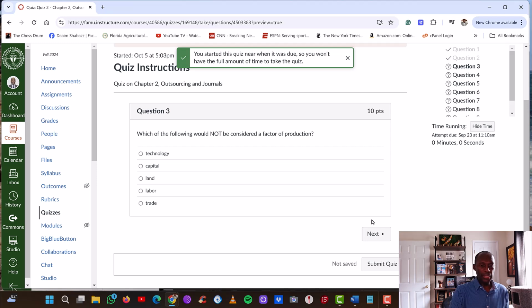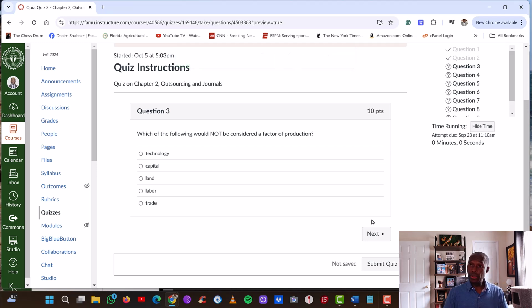Which of the following would not be considered a factor of production? Now remember the factors of production for output, or they call them factor endowments, that is land, labor, capital, and in some books, entrepreneurship. So it would not be trade. Technology is actually a factor of production because it's part of capital investments. Technology or machinery is used to produce, and that's part of capital. You're not talking about just money, you're talking about equipment, machinery, intellectual capital. So trade is not considered a factor of production.